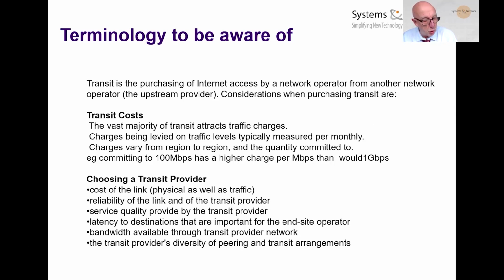You will be committing to what you think you want. It stands to reason that the charges will vary from region to region and by how much you decide to commit to. If you want a low throughput, like the example I've got here, 100 megabits per second, that will have a higher charge per megabit than gigabits per second. So it's a sliding scale, as it were. Within there, you need to choose a transit provider, and you've got the cost of the link.